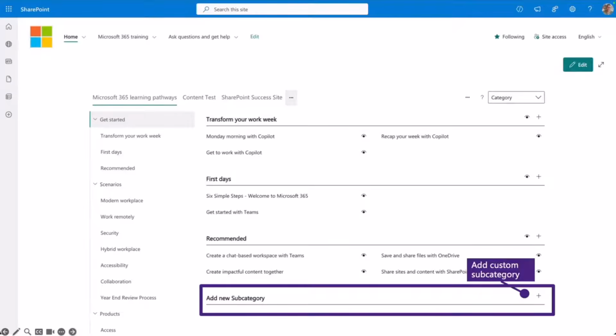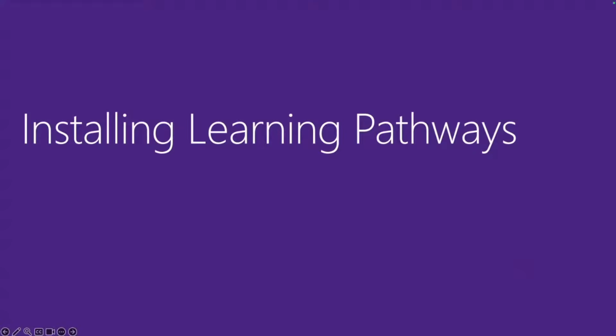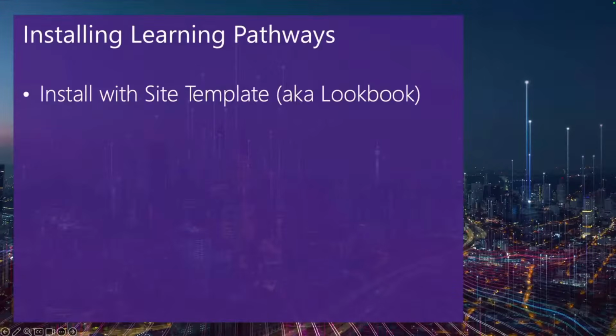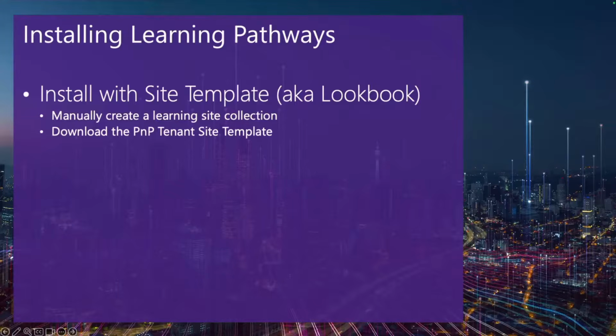Now, from an installation perspective, for those of us that remember the lookbook fondly, we have the site template that was related to the lookbook. If you want to do that, that's the site template that I was showing before. You can essentially create a learning site collection all on your own in the user interface, and then you need to download and install the P&P site template using PowerShell. It's basically downloading it and running 1 or 2 lines of PowerShell, and you can get the entire template installed.